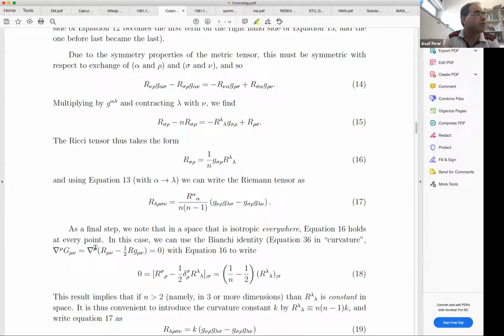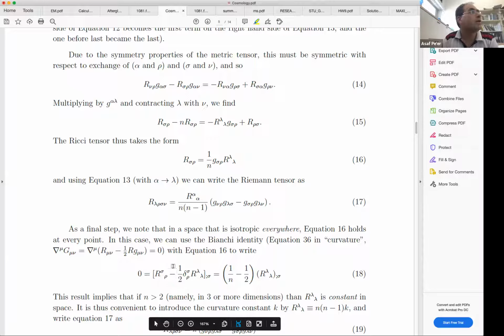So I cannot do that because I have nabla mu. So I just replace mu with sigma. So I end up with 0 is equal to R sigma rho minus 1/2 R, which is R lambda lambda, times delta sigma rho. Covariant derivative with sigma.